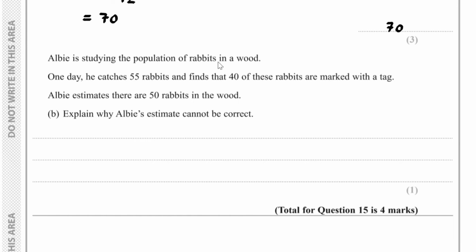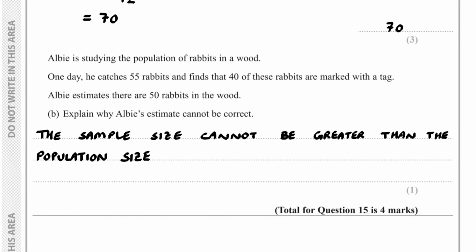Albie is studying the population of rabbits in a wood. One day he catches 55 rabbits and finds that 40 of these rabbits are marked with a white tag. Albie estimates that there are 50 rabbits in the wood. We have to explain why Albie's statement cannot be correct. Well, the sample size cannot be greater than the population size.